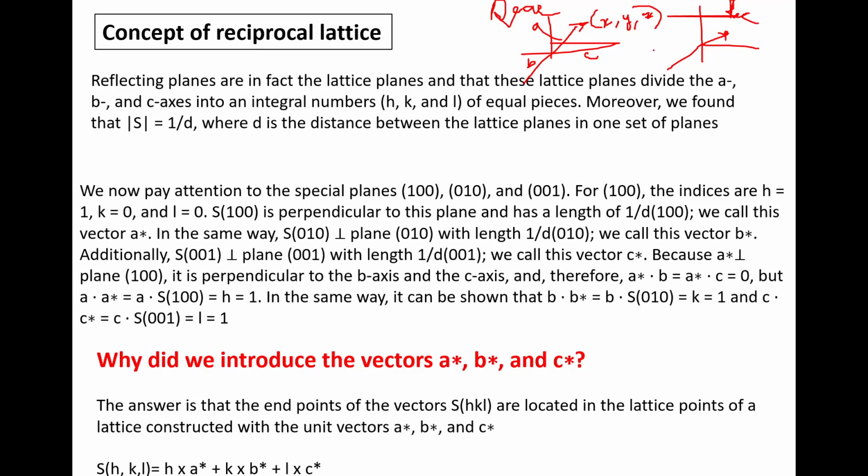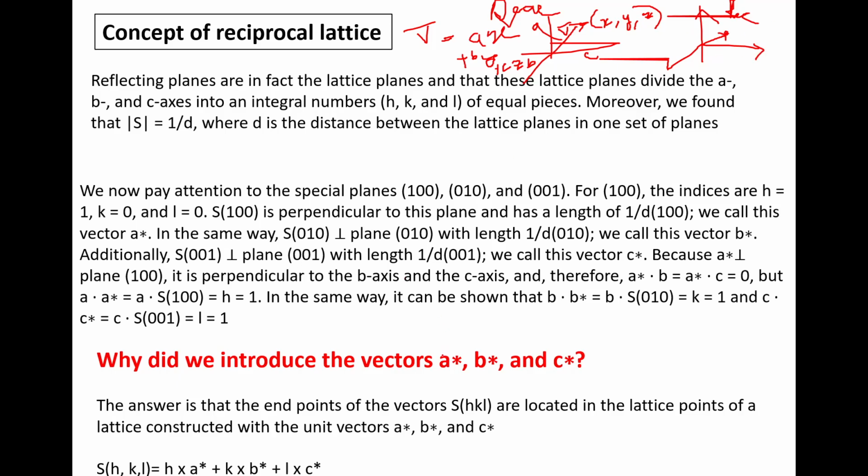Just like if you want to define a point here, you will write a vector v as ax plus by plus cz, right? But now you have this point in a reciprocal space, so you need some basis vector which can actually define this point in this reciprocal space.